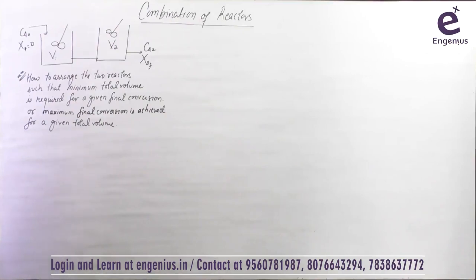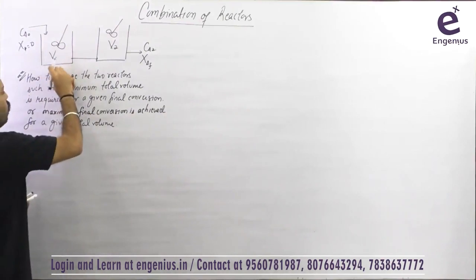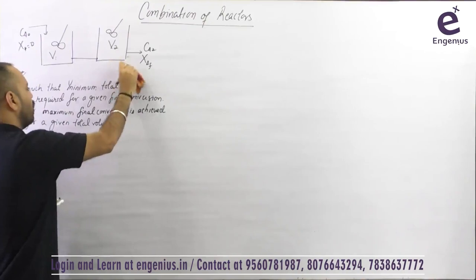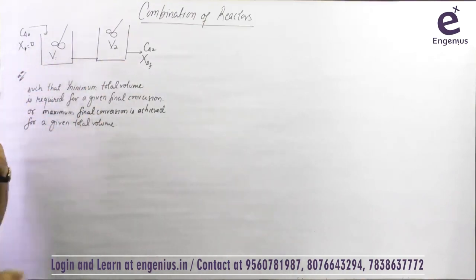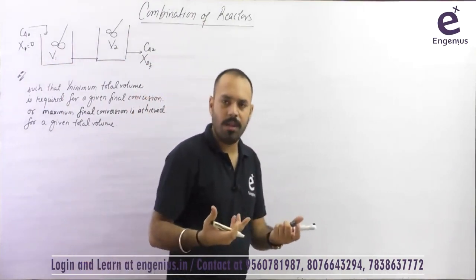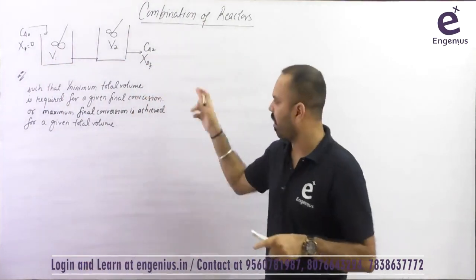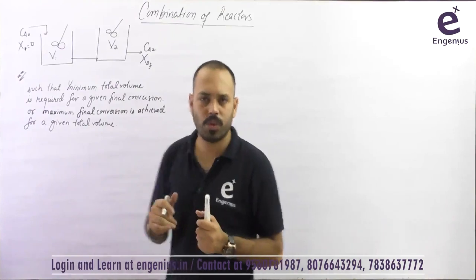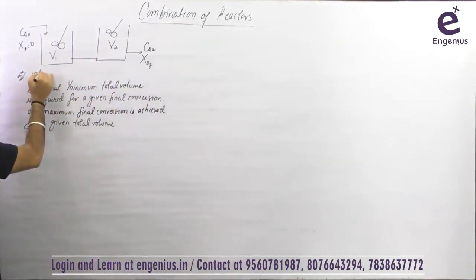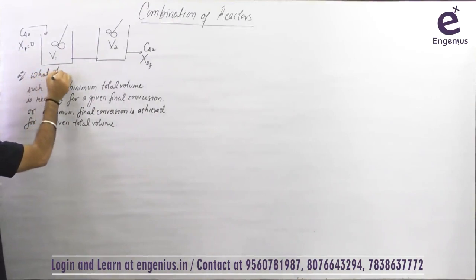Okay, let me make a correction here. Let me write what should be the volume of these two reactors. Suppose their volume is not fixed, right? I have a choice that I can use any volume of reactors, but the total conversion should be XAF. What should be the volume of these two reactors? I'll come to arrangement also. What should be the total volume? What should be the volume of each reactor?